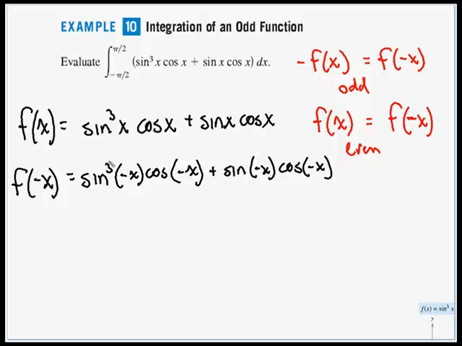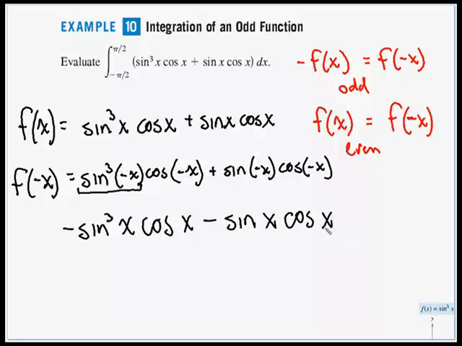Now sine is an odd function. So if I'm doing the f of negative x, I can sort of pull the negative out front, and that's completely legal. So here sine to the third of negative x is the same thing as negative sine to the third of x. Cosine is an even function, so cos of negative x and cos of x are exactly the same. So that's just going to stay as a cos of x. Here again, sine is odd, so this negative will come out front and overpower this plus sign in between the terms. So that becomes a negative sine of x. Cosine is even, so the cos of negative x and the cos of x are exactly the same.